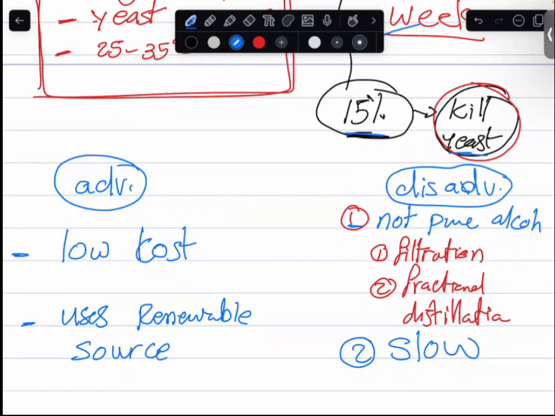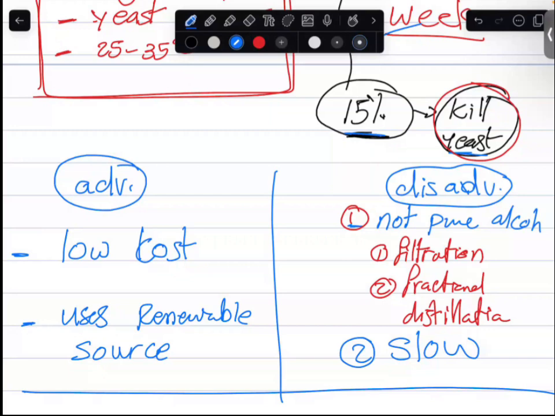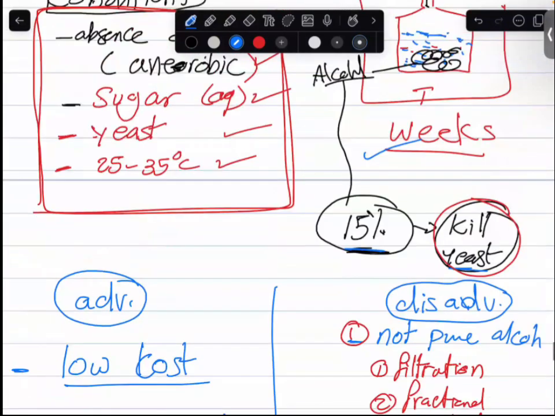So in this case, or this method, it has two advantages and two disadvantages. The advantages are that it has low cost and it uses a renewable source of energy, and the disadvantages are that the alcohol produced in this way is not pure, and that this process is slow.